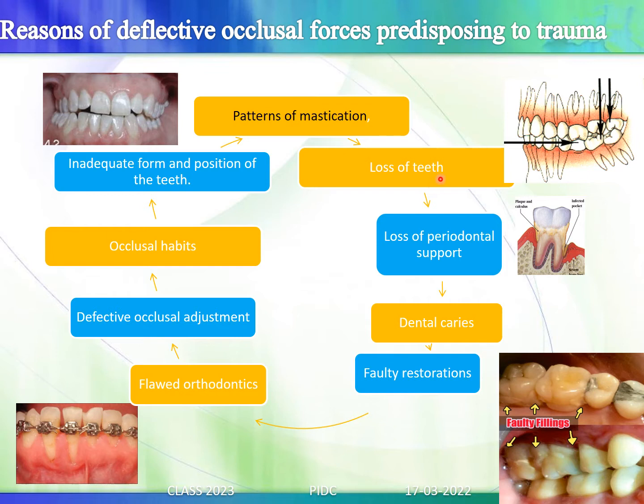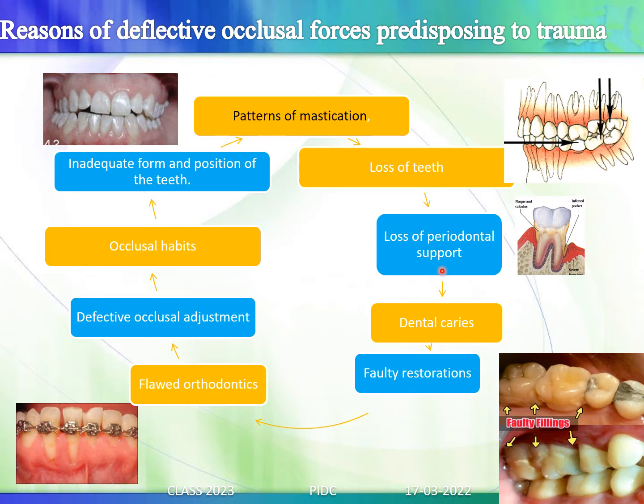Next, coming on to the loss of the teeth. Since there is loss of the teeth, there could be supraeruption of this teeth, and because of this space, there would be a tilt of these two teeth. Since these two teeth are tilted, then there could be more pressure from the normal occlusal forces of the opposing teeth. So all this could result in deflective occlusal forces.